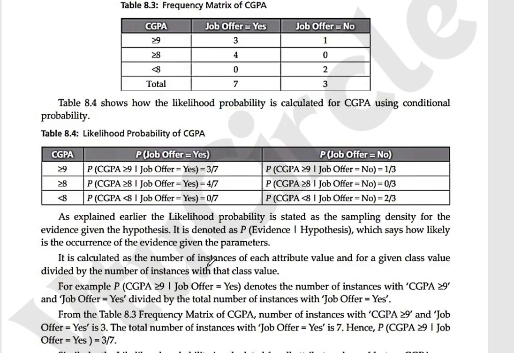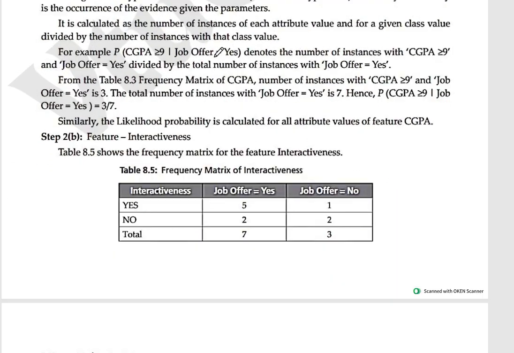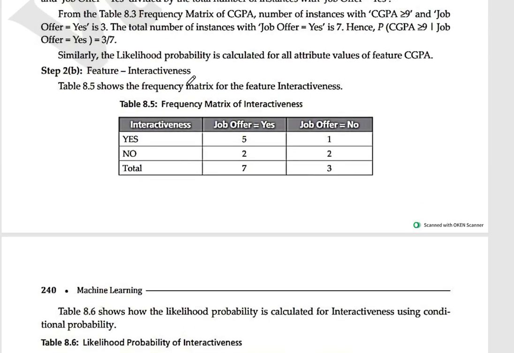All this stuff will explain the same thing I have told you, so you can write it in your own words rather than by hearting these sentences. And then the first feature was CGPA, that is done. Now the second feature is interactiveness. You need to do the same thing here. The interactiveness has 2 classes, either yes or no.